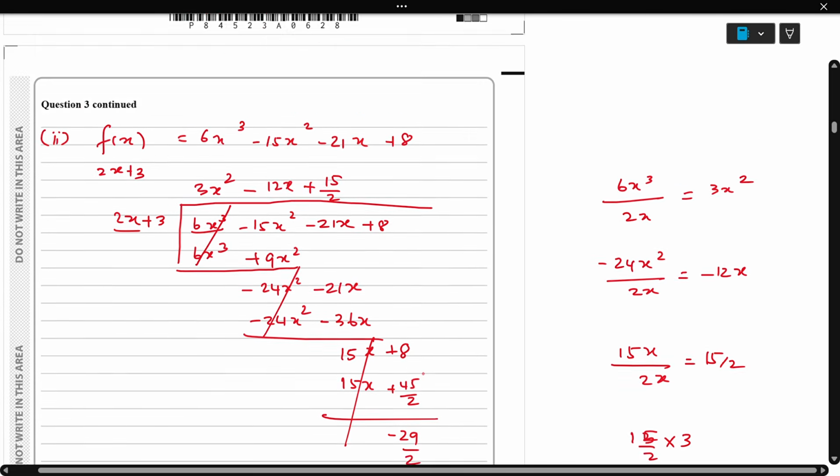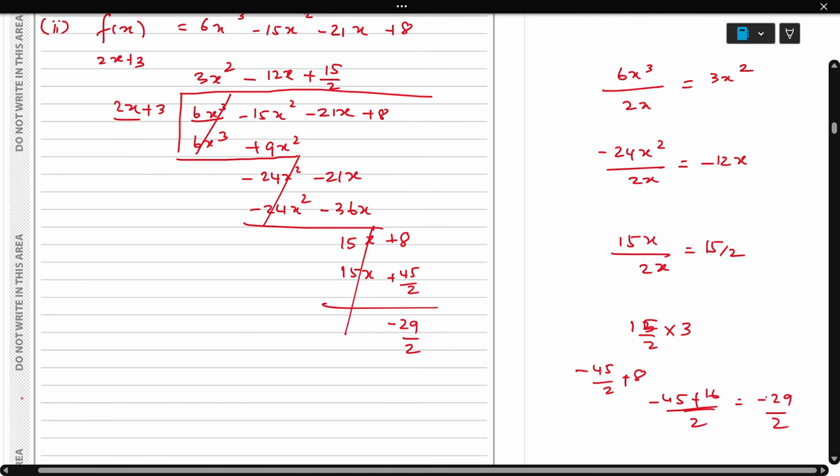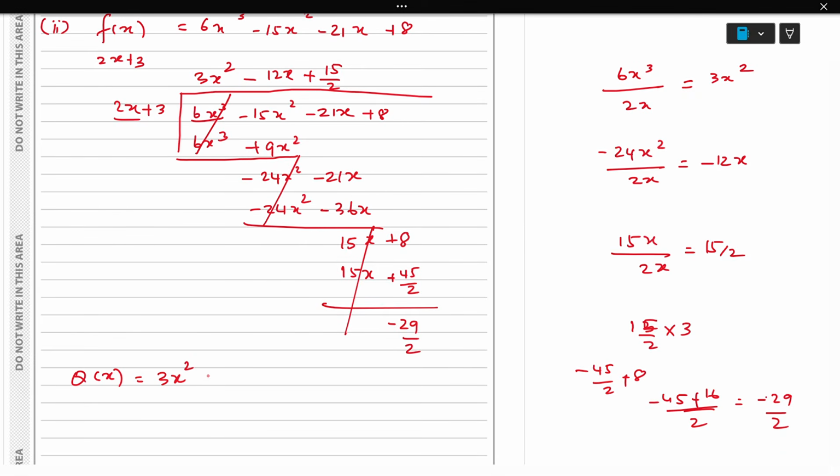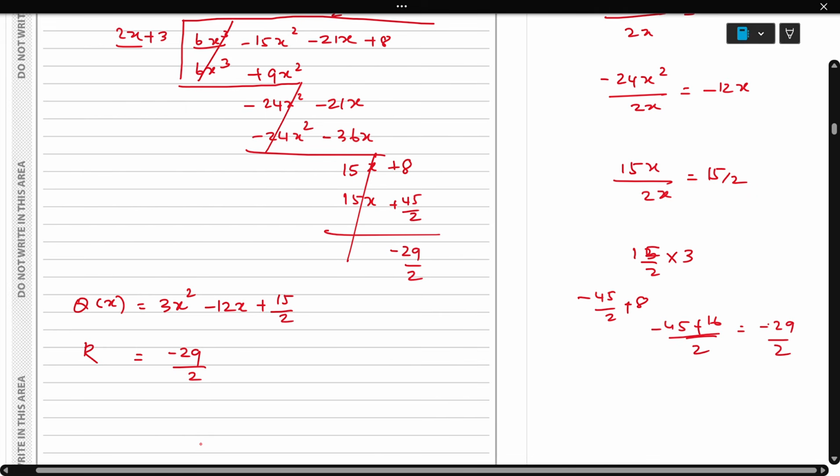So that's the final answer. The quotient is going to be 3x squared minus 12x plus 15 over 2, and the remainder is going to be minus 29. We can leave the answer as a fraction or decimal, anything is correct.